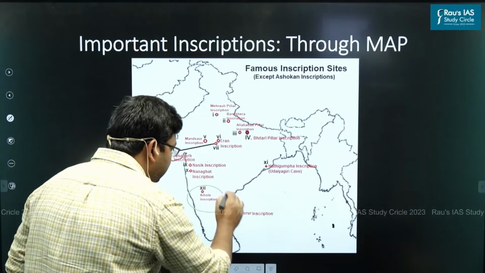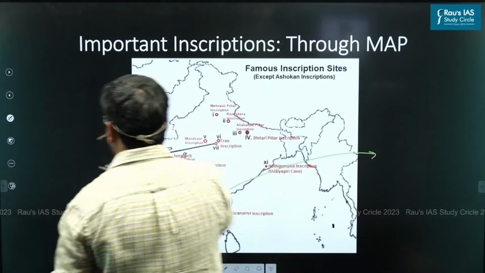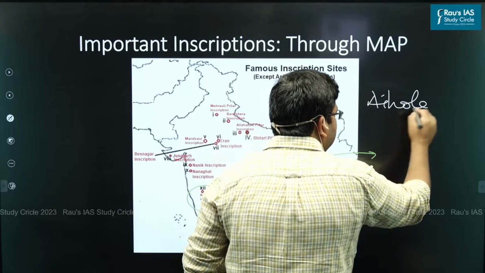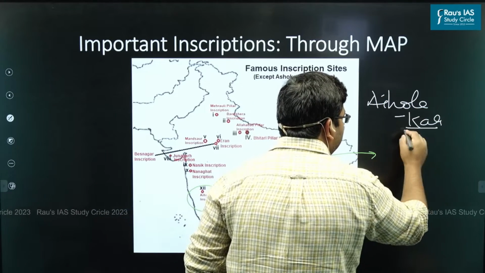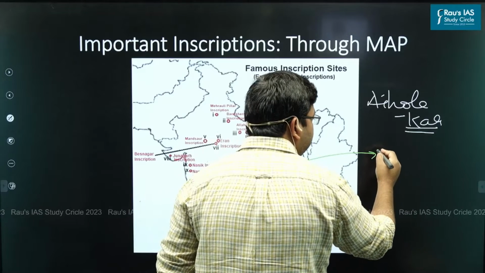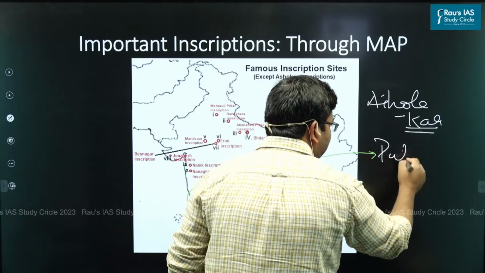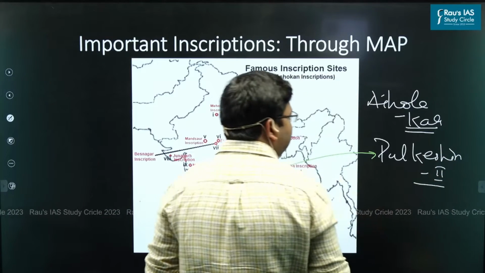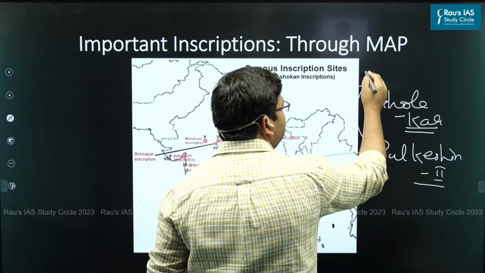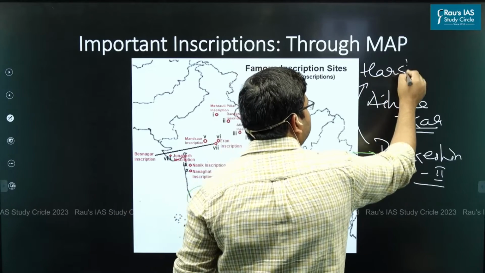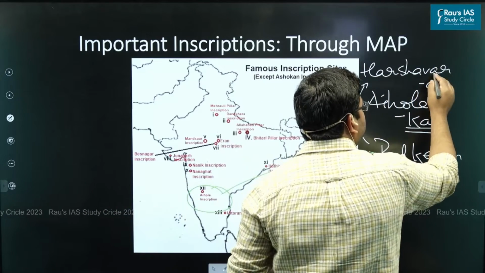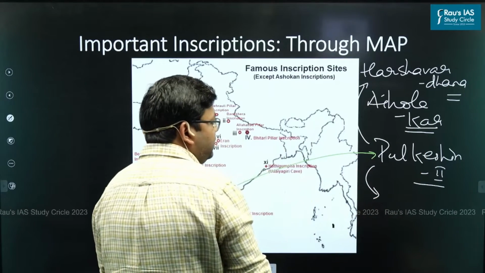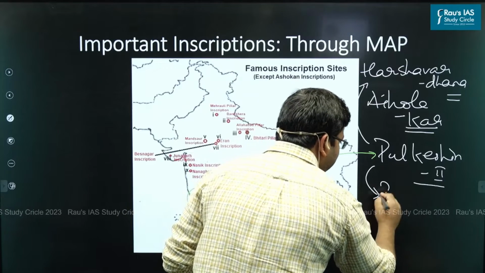Now, a super important inscription is the Aihole inscription. The famous Aihole inscription is from Karnataka. This gives the description of the achievements of the great Chalukyan ruler Pulkesh II. And the description also says that Pulkesh II defeated the ruler of North India, Harshvardhan. This inscription was written by the court poet of Pulkesh II, Ravikirti.